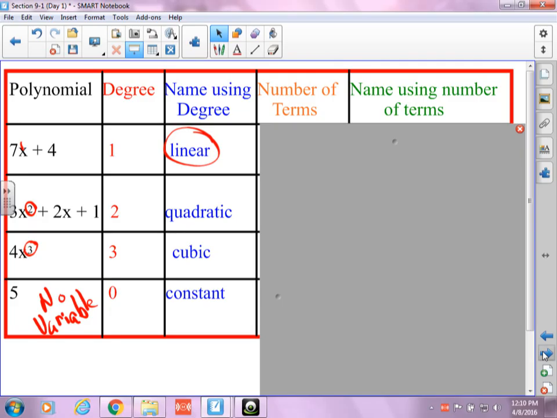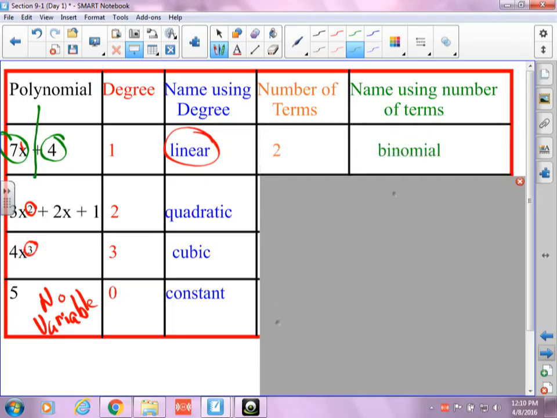If I take a look at the first polynomial, you'll notice it says 7x plus 4, yes? You cut terms with addition and subtraction symbols. So do you see where you have an addition sign? Cut it, like that. The first term is 7x. The second term is 4. So that's 2 terms, and I call it a binomial. So this polynomial is called a linear binomial.